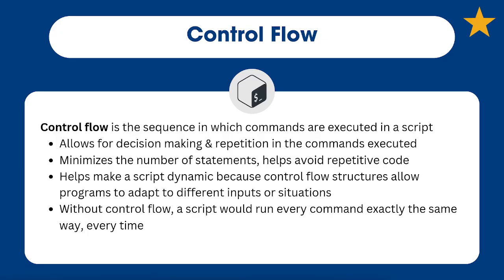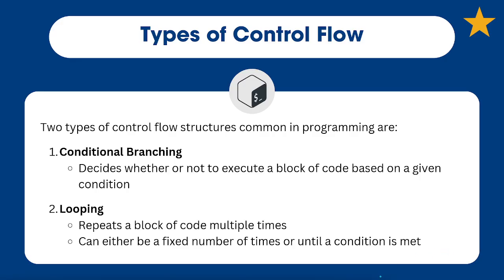So yeah, this is going to make your script dynamic because it's going to allow your programs to adapt to different situations. Without control flow, basically your code only works for one certain situation. With control flow, you can handle many different scenarios with a single piece of code. So there are two types of control flow structures that we're going to be covering and that are extremely common in programming. And that's going to be conditional branching and looping. First, we'll look at conditional branching. We'll look at a few different structures there, and then we'll look at only one structure for looping.